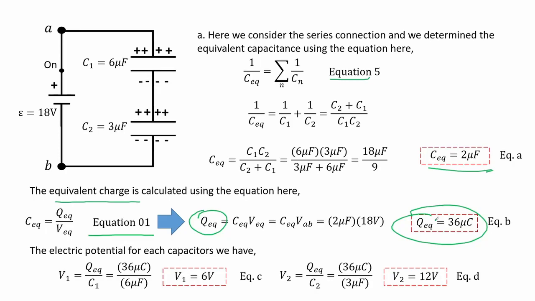The electric potential for each capacitor, we see that it is given as 6 volts for capacitor 1 and 12 volts for capacitor 2, as shown in equations C and D. Note that when you sum the two voltages, the result is 18 volts, which is the electric potential across the EMF source.